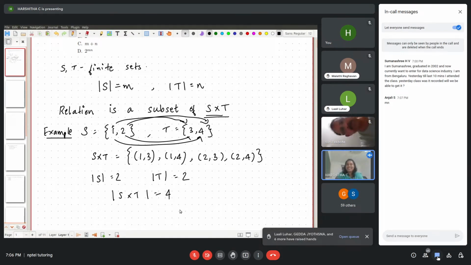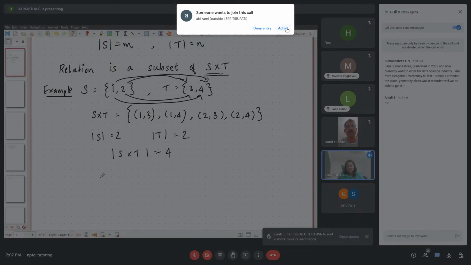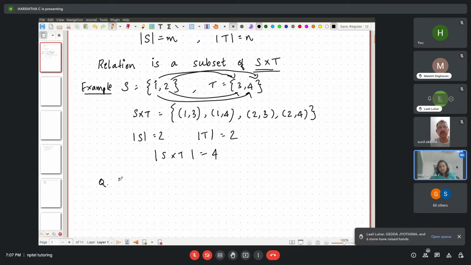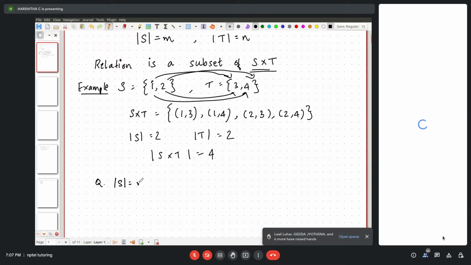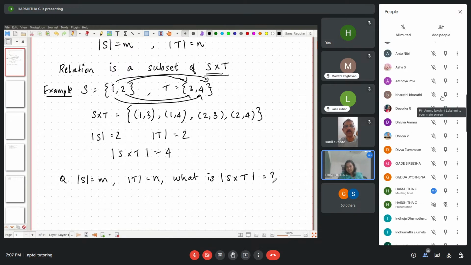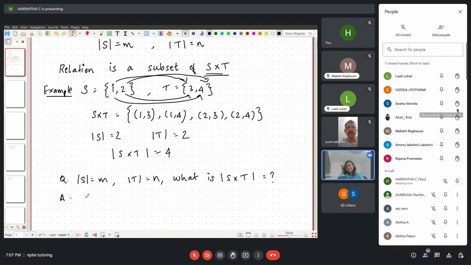Can more people respond? So the question is, what is the cardinality of S cross T, given that the cardinality of S is M and the cardinality of T is N? Okay, there's one answer which says M.